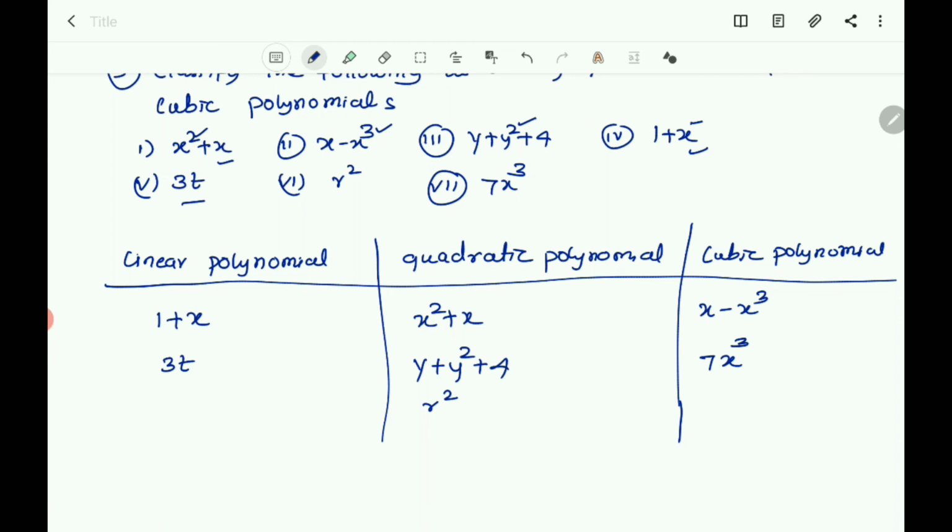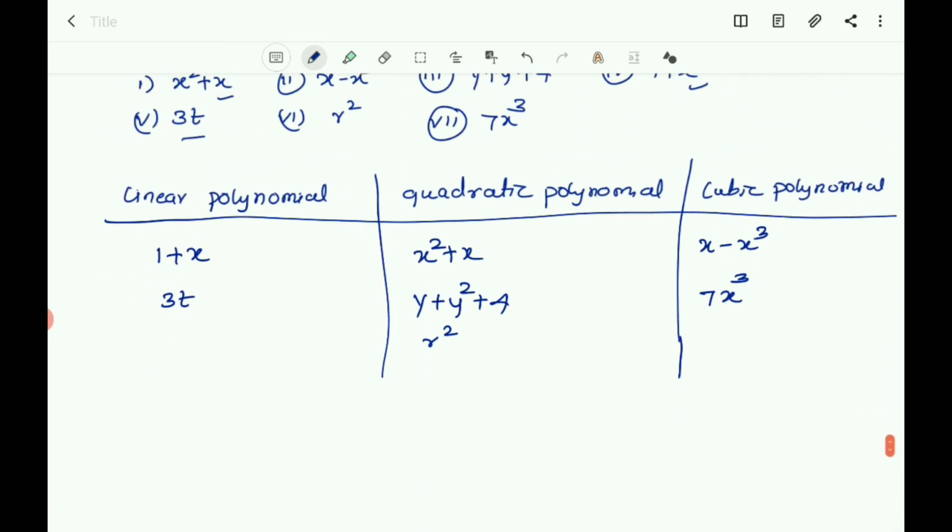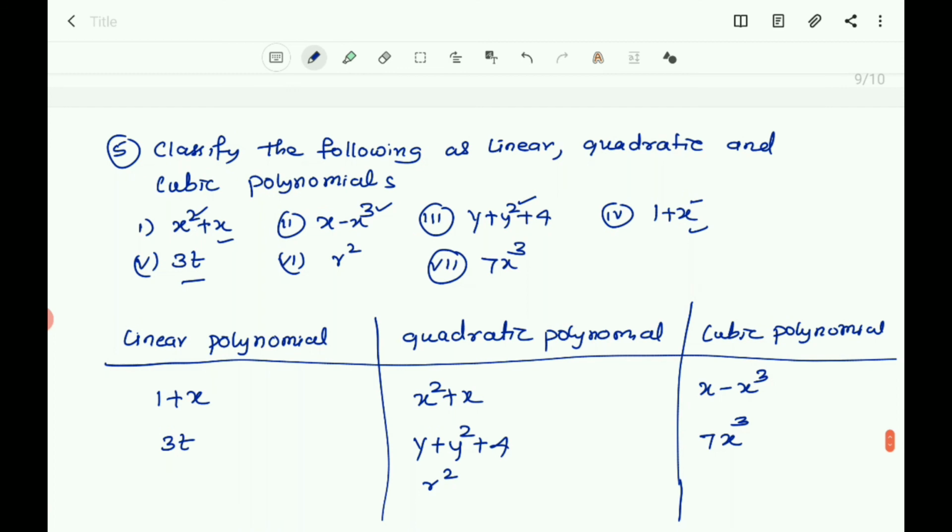So here you got 2 linear polynomials, 1 plus x and 3t, and 3 quadratic polynomials, x square plus x, y plus y square plus 4 and r square, and 2 cubic polynomials, x minus x cube and 7x cube. In this way you got the classification of the linear polynomial, quadratic polynomial and cubic polynomial. That completes the first exercise of the chapter Polynomial.